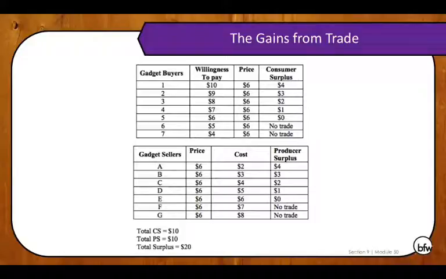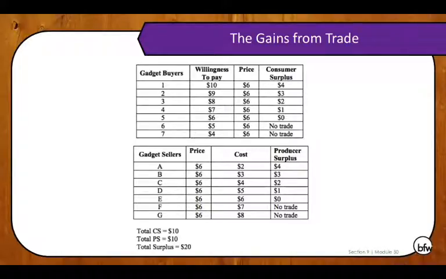If that's the case, how much consumer and producer surplus has been earned? Well, let's revise the table to the one that you see here. If we sum the total consumer surplus, it will be equal to $10. If we sum the total producer surplus, it will be equal to $10. We add those together and there will be a total surplus in the market of $20.